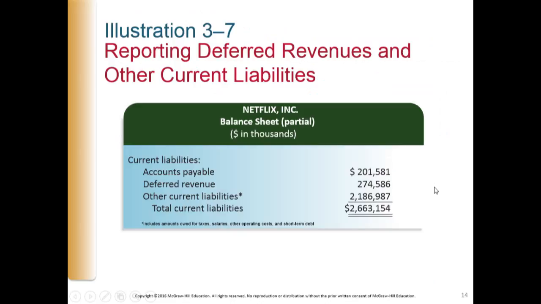And this is just a partial balance sheet that shows that. So deferred revenue is a liability. It's typically a current liability, so it's going to show up in the liability section of your balance sheet. So you can see it in the second line down.